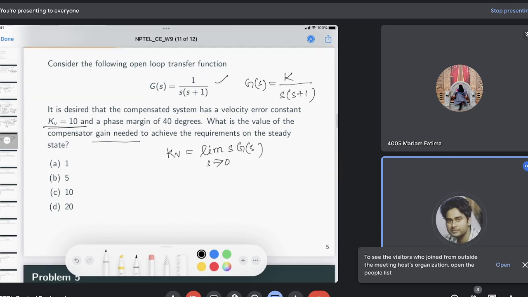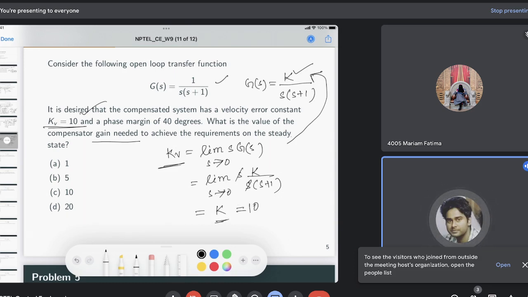So this transfer function is now this one after adding some gain to the system. It's the simple limit as s goes to 0 of s times K by s(s+1). So these two s will cancel, and it's just K. And what is the desired kV? We want 10 second inverse. So the kV is given as 10, then this K should also be 10. So we have to make this gain 10.